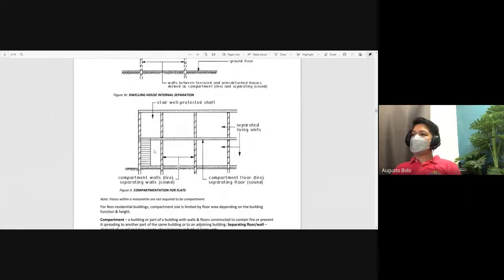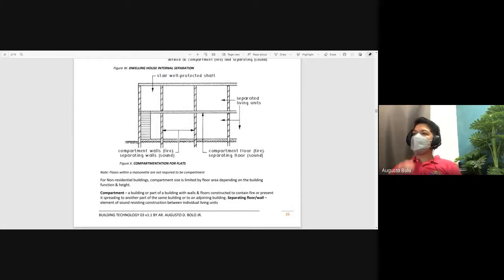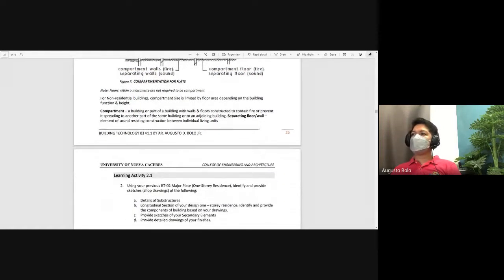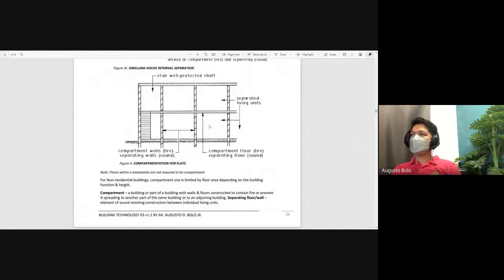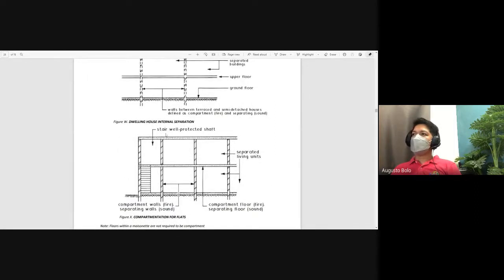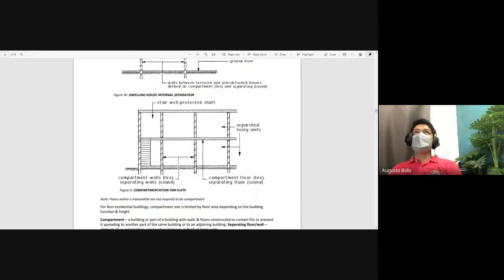We have these. Ano yung difference ng dalawa? Pag sinabi natin compartment, a building or part of the building with walls or floors constructed to contain. Compartment is to contain fire or prevent it from spreading to another part of the building or to adjoining building. So separating floor or wall elements of a fire resisting construction between the building or individual buildings. Those are the differences. Normally, as per discussion, do you know what is a fire exit?